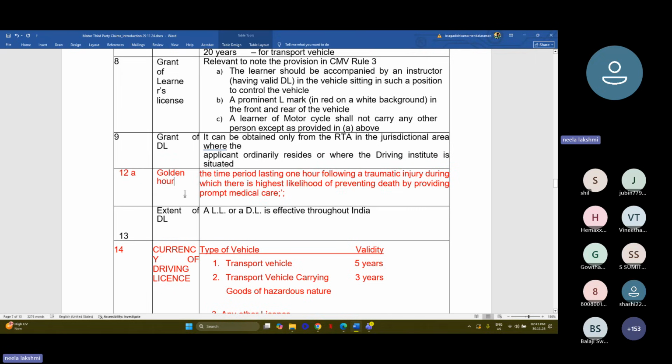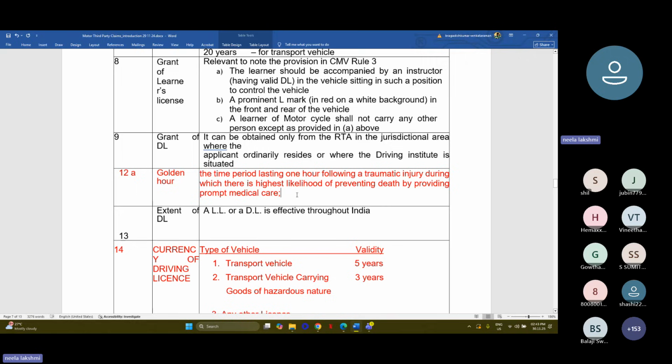Golden hour: the time period lasting 1 hour immediately following a traumatic injury, during which there is a high chance of preventing death by providing prompt medical care. It is known as the golden hour, 1 hour immediately after the accident, the time period in which the victim can be saved from death by providing prompt medical care. This is known as the golden period.